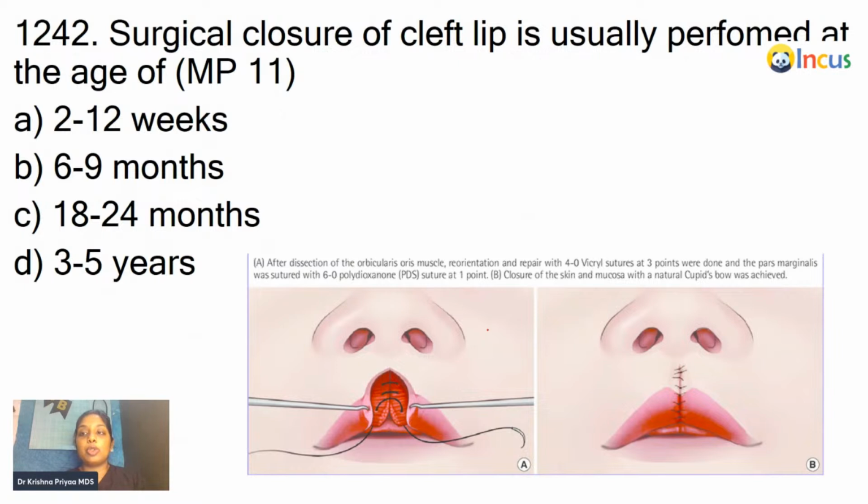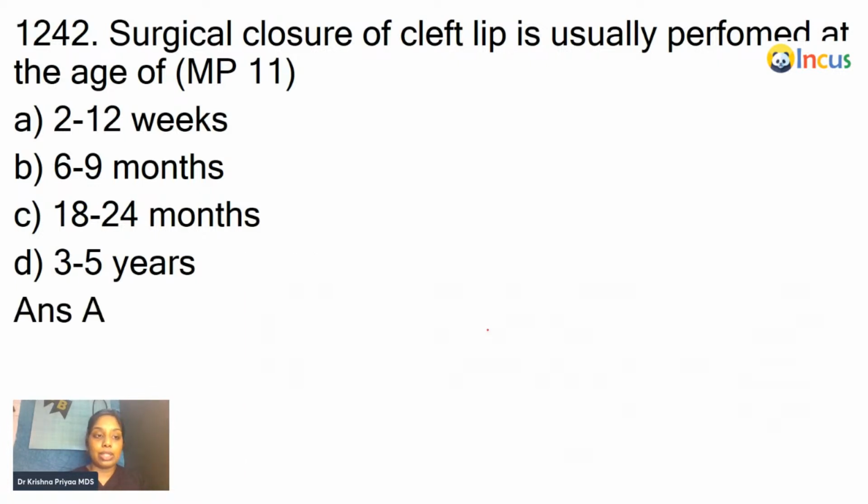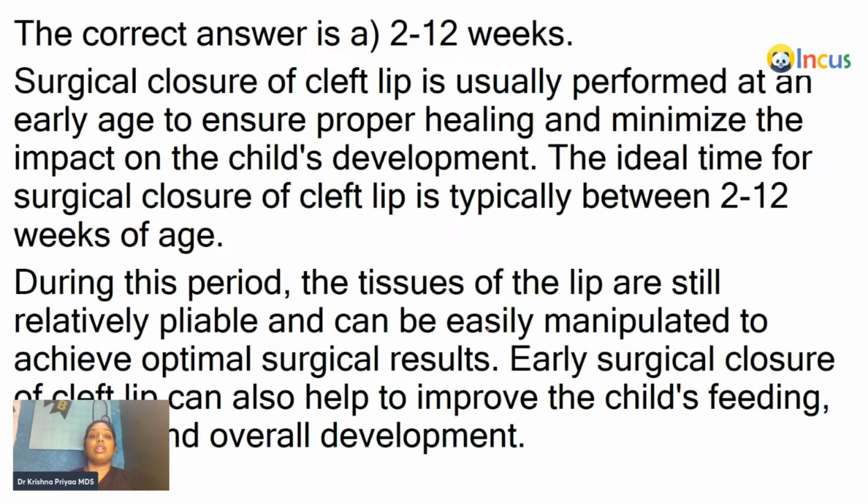Surgical closure of cleft lip is usually performed at what age? So again, we come to this question. Initially, we were talking about NAMS at around 3 to 6 weeks, and now this will come under 2 to 12 weeks. So surgical closure of cleft lip is performed at the age of 2 to 12 weeks. Everything is done priorly in order to improve the development and also improve the function and aesthetics of the patient. The tissues of the lip are still relatively pliable and can be easily manipulated to achieve optimal surgical results.